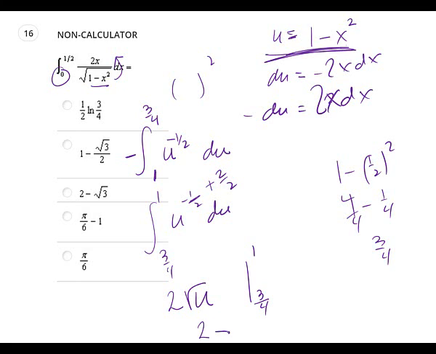So we've got, what's the square root of 1? 1. So 2 times 1 is 2, minus 2 square root of 3. What's the square root of 4? 2. So those cancel, and lo and behold, there's our answer. Oh, it's C.